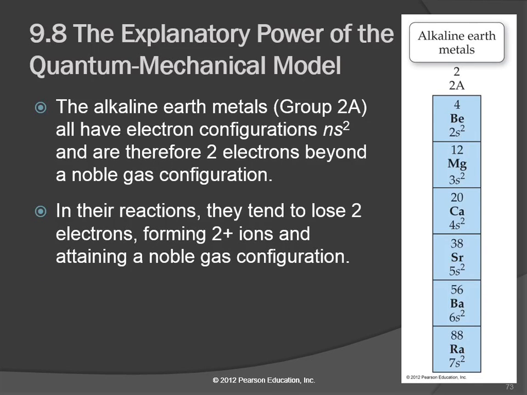The alkaline earth metals, group 2A. These guys all have 2 valence electrons. So to become like a noble gas, they need to lose 2 electrons. And then they form +2 ions. And they do that quite easily, not quite as easily as the alkali metals, because it's a little harder to lose 2 electrons than it is to just lose 1, but they're still quite reactive.